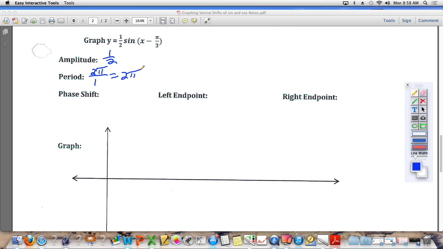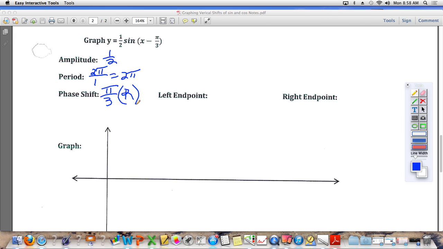Now, the phase shift. What is the phase shift, by the way? Minus pi over 3. Now, is the graph going to move right or going to move left? It's going to move right. It says minus pi over 3, and it always moves in the opposite direction, so it's going to be pi over 3. I'm going to put a little r there for right. Pi over 3 to the right.